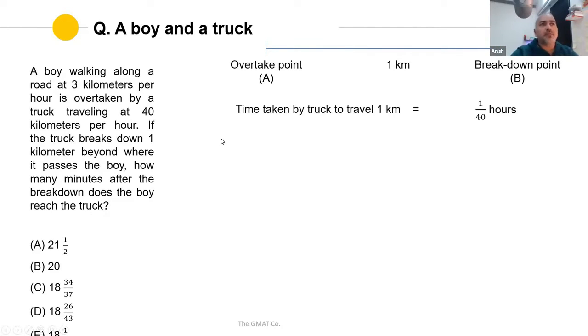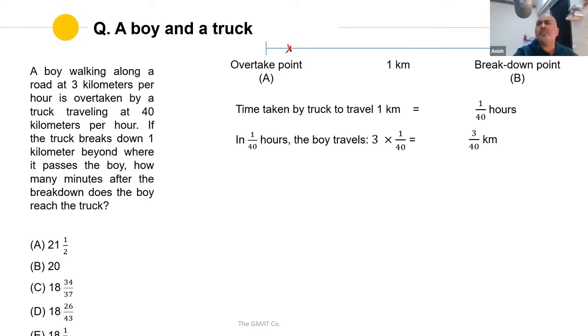All right. Now, what's the time taken by the truck to travel the 1 kilometer? Well, its speed is 40 kilometers per hour. So 1 kilometer would be 1 by 40 hours, right? The truck takes 1 by 40 hours to reach point B. And then how much distance does the boy travel in that time? Basically, by the time the truck reaches point B, the boy would no longer be at point A. The boy is also walking for that much time.